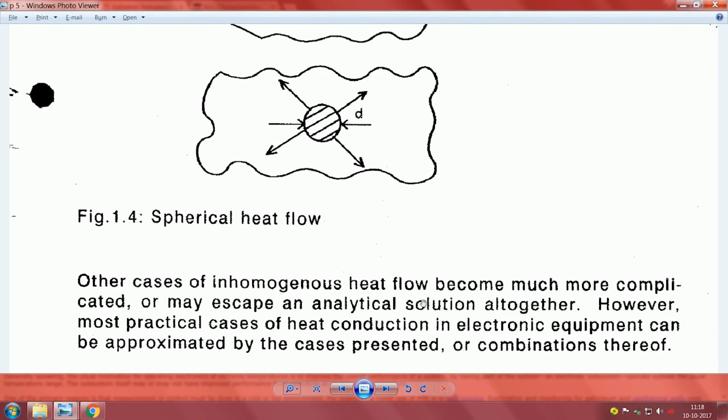Much more complicated may escape analytical solution. Most practical applications of heat conduction in electronic equipment can be approximated by formulas which are presented there.